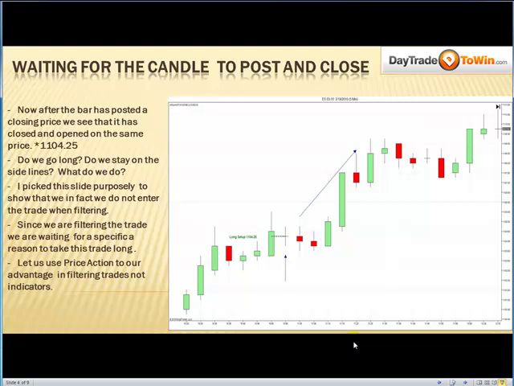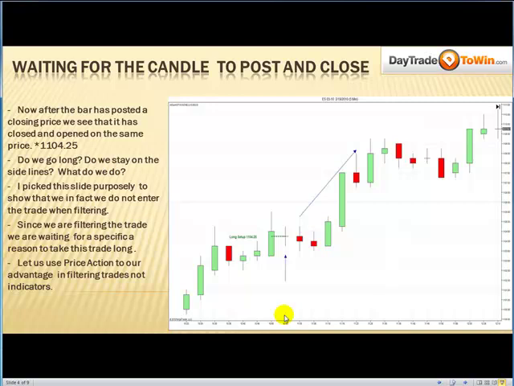Now, after the bar has posted a closing price, we see that it has closed and opened on the same exact price, 1104 quarter. Okay, I have it indicated here on the chart. Now, what do we do? Do we go long? Do we stay on the sidelines? What do we do?